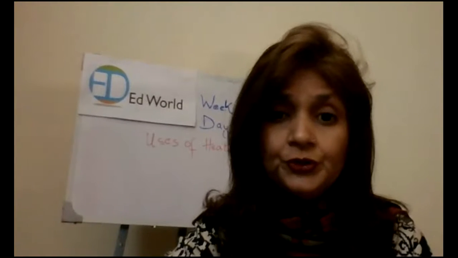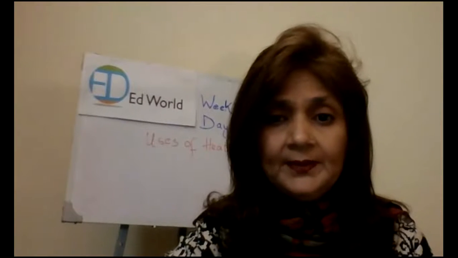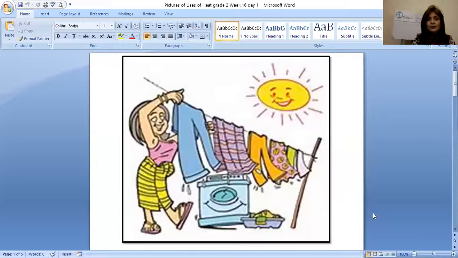Now I'm going to show you a picture and we are going to discuss the picture as well. Now, what is happening over here? What is this woman doing? She is hanging the clothes. Why is she hanging the clothes outside? Because she wants to get them dry by getting the heat from the sun, right? And by getting the air or wind. Because of the wind and air and the heat of the sun, these clothes are going to dry quicker.